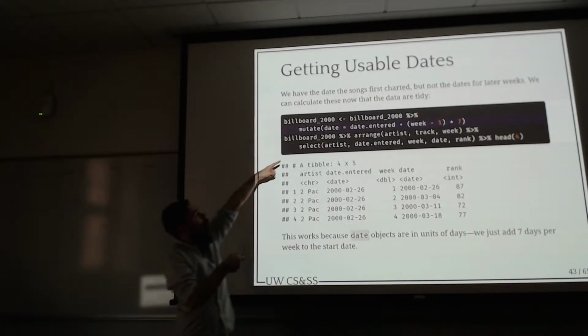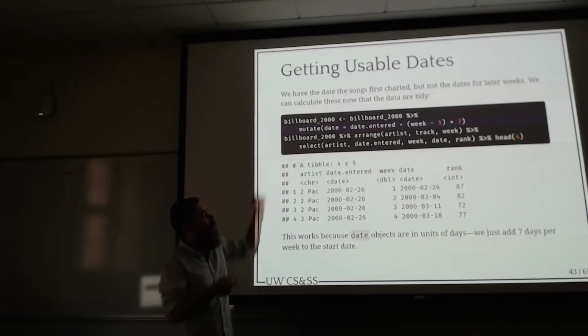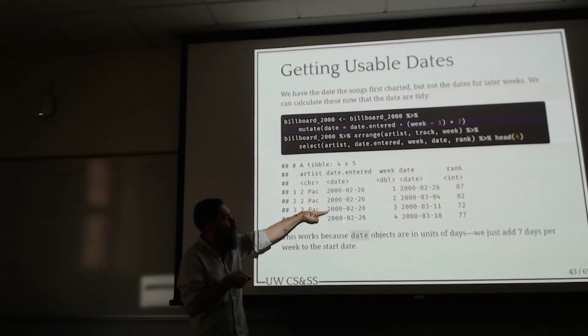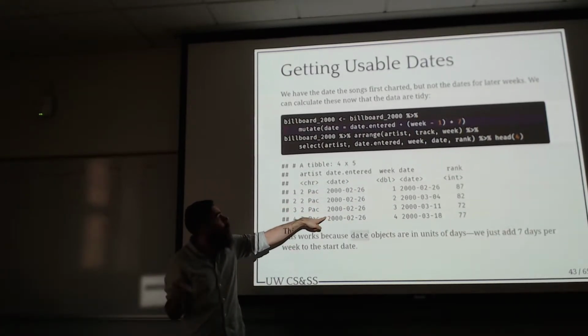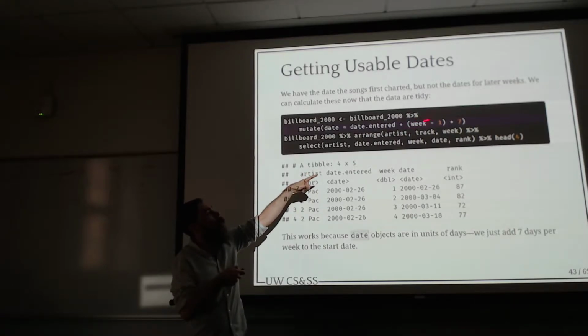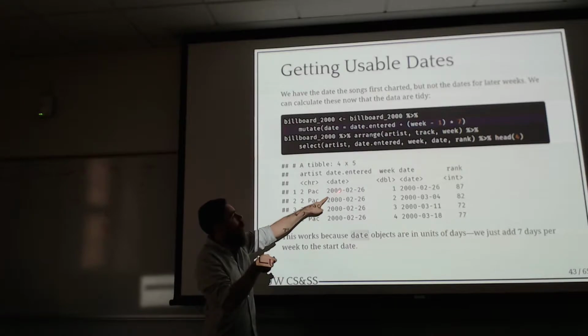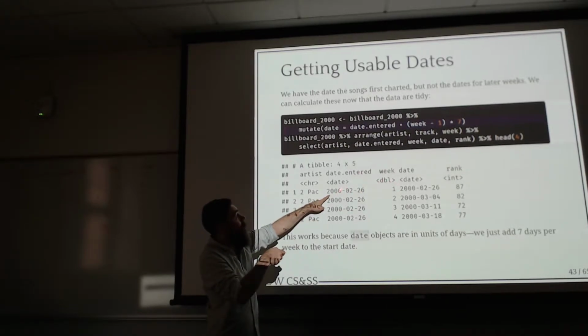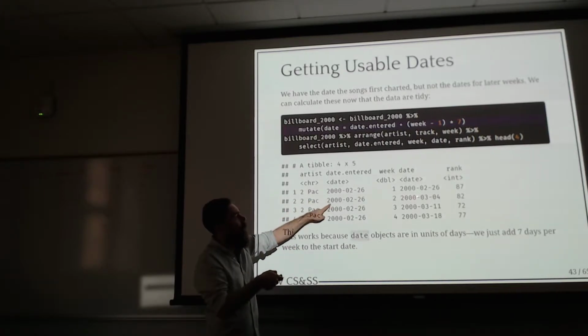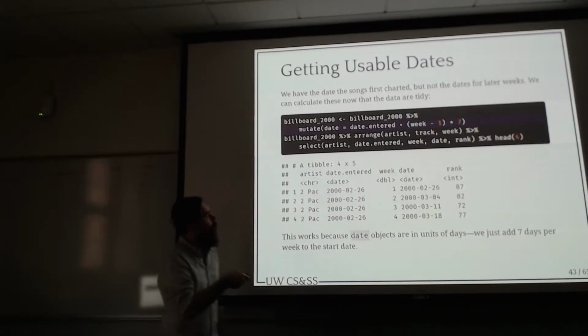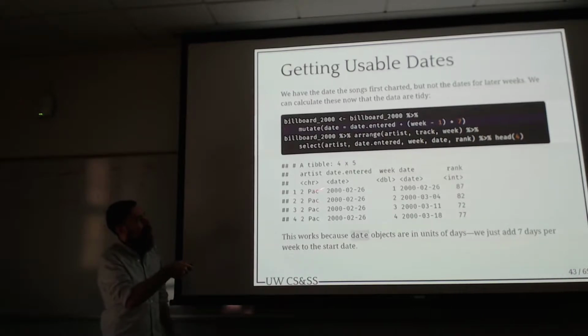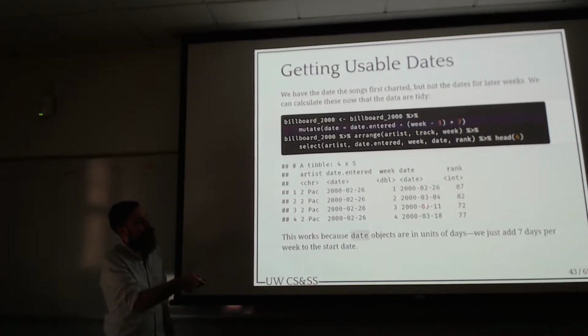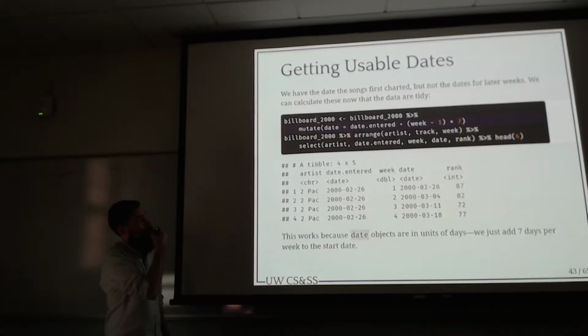So what we can say here is date equals date.entered, which was the date that it entered the Billboard Top 100. Then, for any given week, whatever that week numeric is, I want to subtract 1 from it so that the week when it was in its week 1 should be the same as date entered. And then add 7 days to it for every additional week. So this Tupac song here, in week 2, it should be 7 days after the previous one, 7 more days, 7 more days, and so on and so forth.